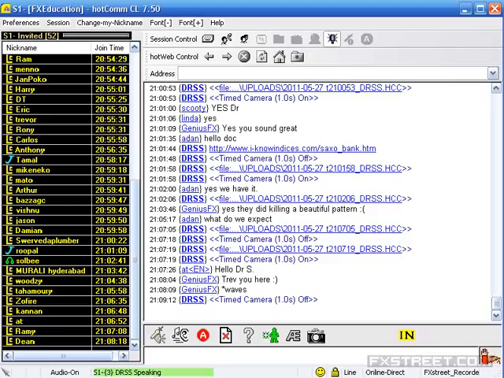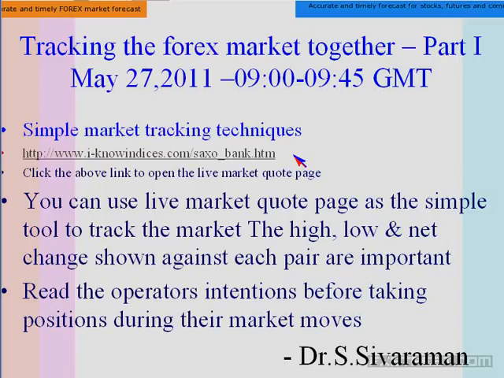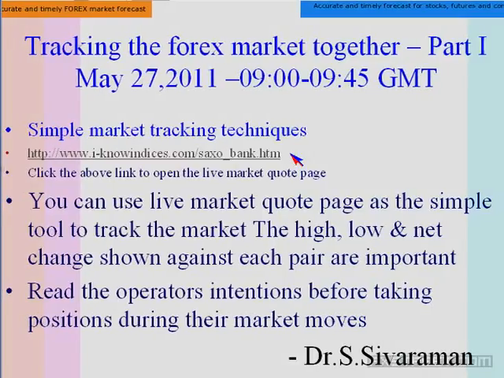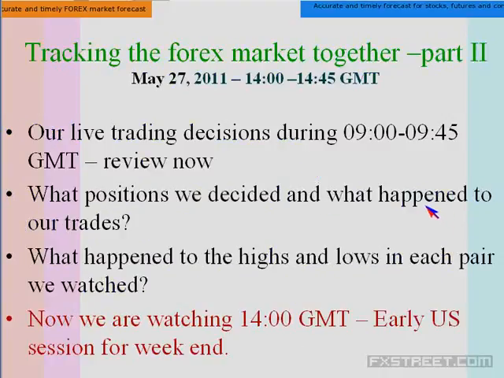Let me go back to the other PowerPoint presentation. In tracking the market using the live market code page, I explained during the European session how exactly that live market code page can be effectively used for trading. And if you have not attended part 1, kindly go through the recorded version of part 1, and you will be able to understand. Probably it will be uploaded by Monday. Then you can understand how exactly that market reading has to be done. In case you have further doubts, you can ask me the questions. I am willing to answer those questions.